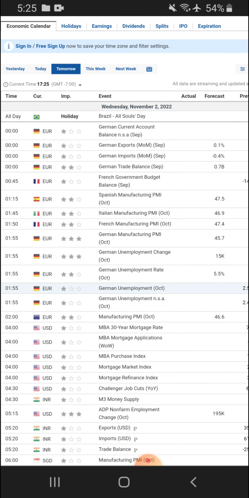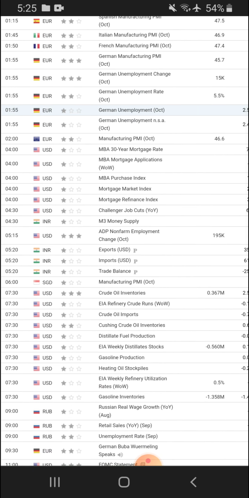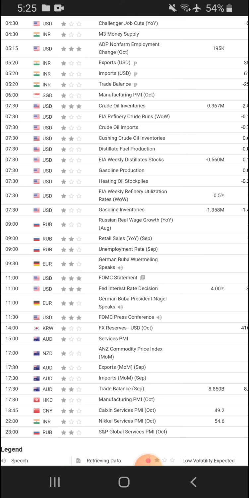We have the German manufacturing PMI, so high volatility for the euro. We have non-farm employment change for the states. And then we have the crude oil inventories, of course, on a Wednesday. And then we have the FOMC Fed interest rate decision at 11 o'clock my time. So that's going to be 2 o'clock Eastern time or New York time.